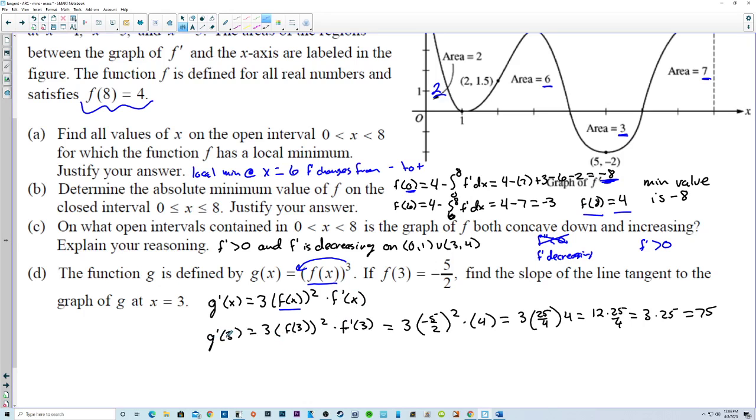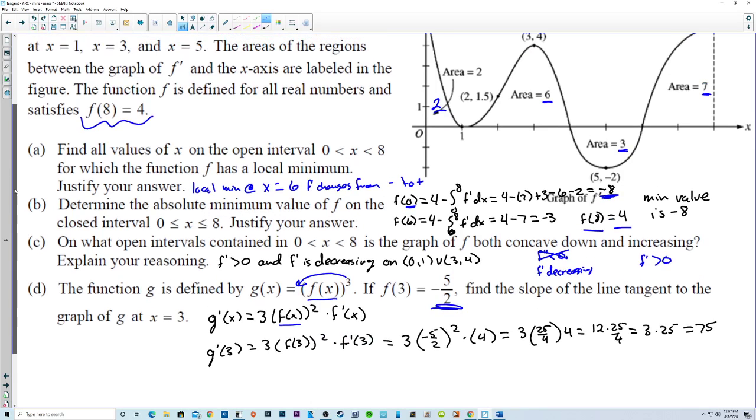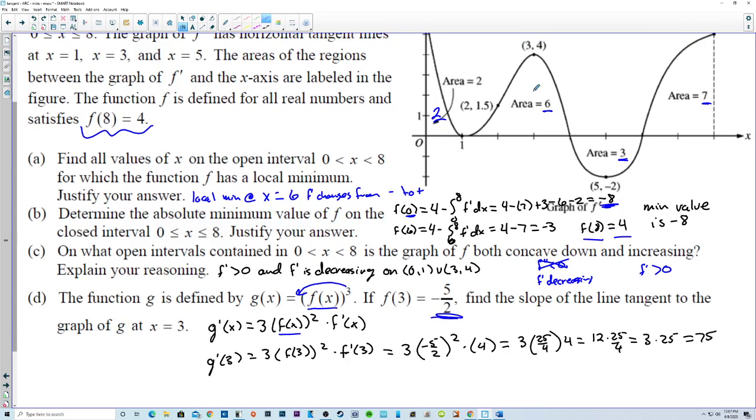Now we just have to plug 3 in. F of 3, oh, they tell us that. Negative 5 halves. We're going to square that and then multiply by f prime of 3. Well, we know what f prime of 3 is. It's 4, right here. F prime of 3 is 4. So do a little math. 3 times 25 fourths times 4. You know, I suppose we could have just canceled that out and gotten 75.